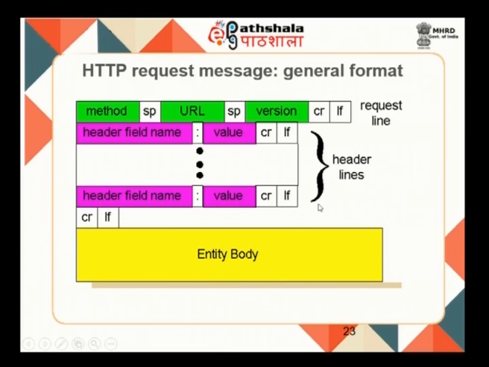Now, these are optional. Once you have ended this header part of the message, there is a carriage return line feed, and if there is some body of the message, that is, if there is some information that is also being sent as part of the request message, then that will follow this carriage return line feed, and the whole thing again will end with the carriage return line feed. So, this is basically what your HTTP request message will look like.